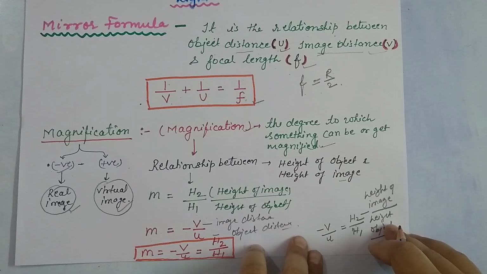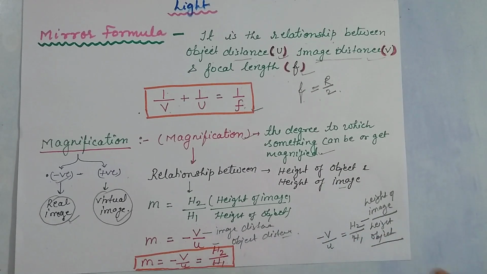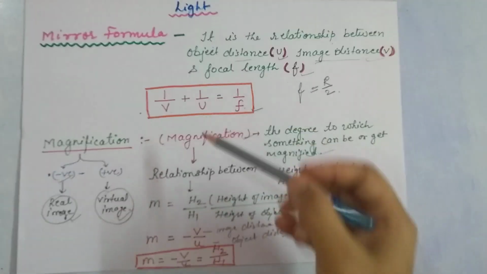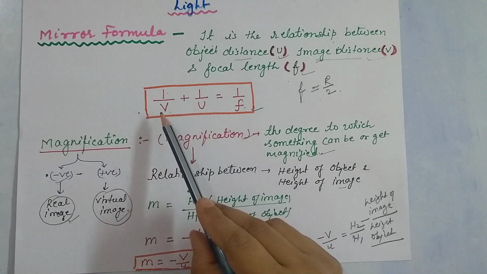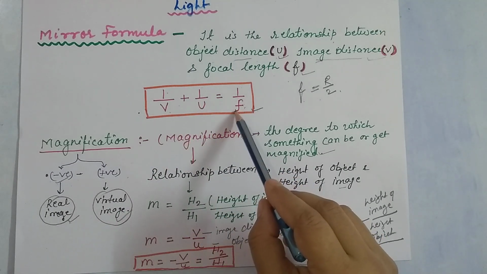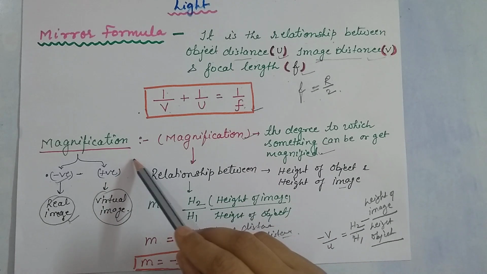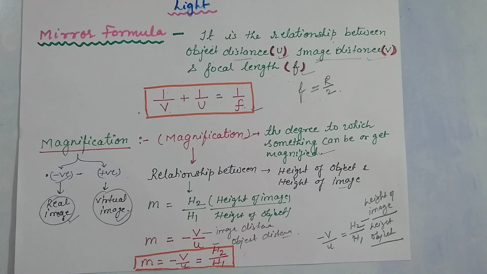So basically we have to keep in mind this relationship. The mirror formula shows the relationship between the object distance, image distance and focal length. And the magnification shows to what extent the image formed is larger or smaller than the object. Whatever the object we are providing, it shows a relative study of what type of image we are getting.